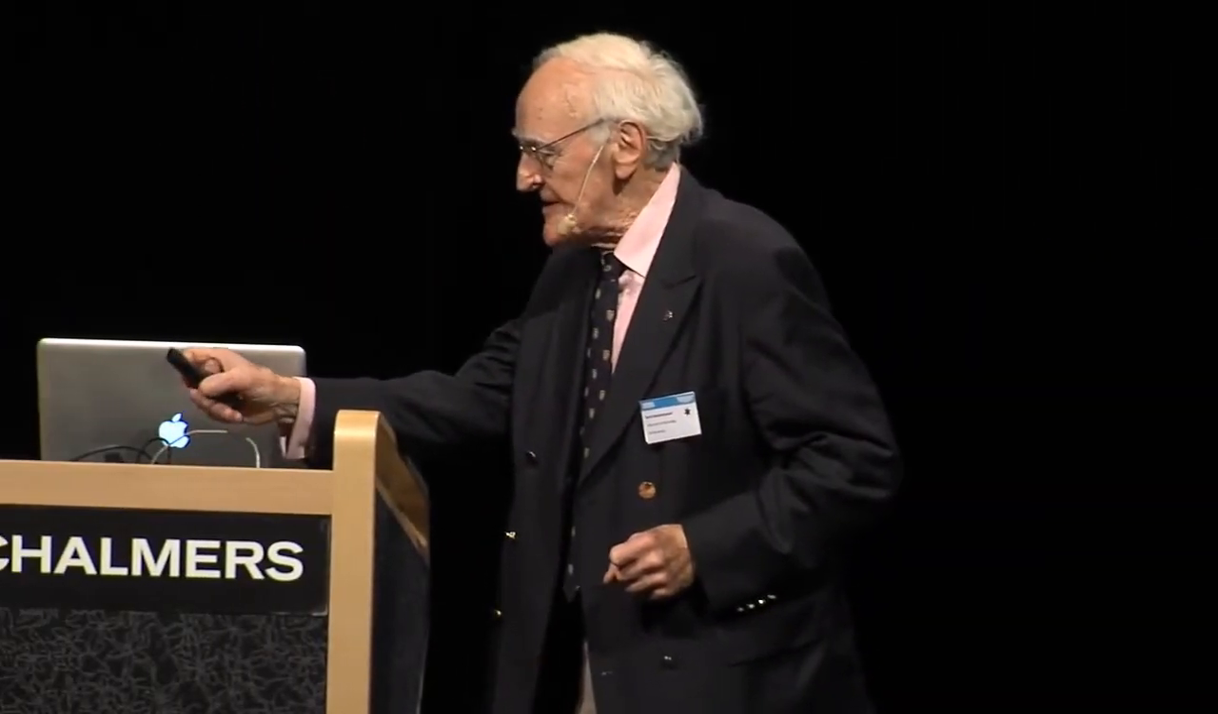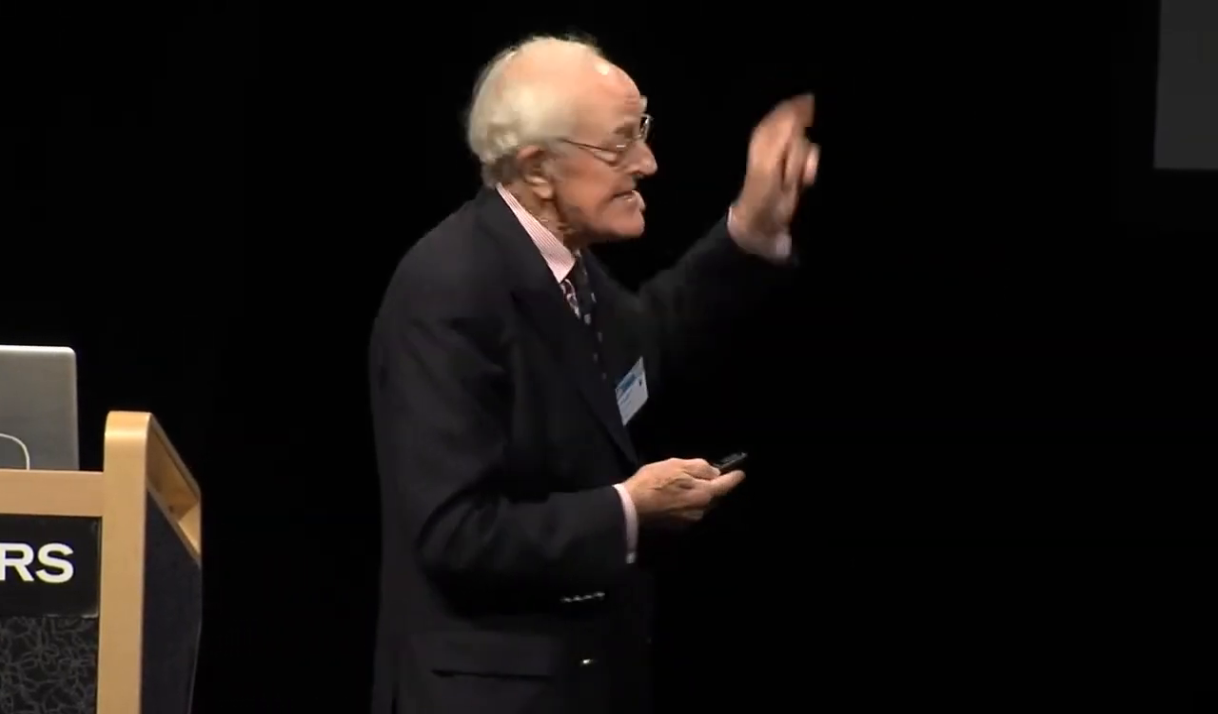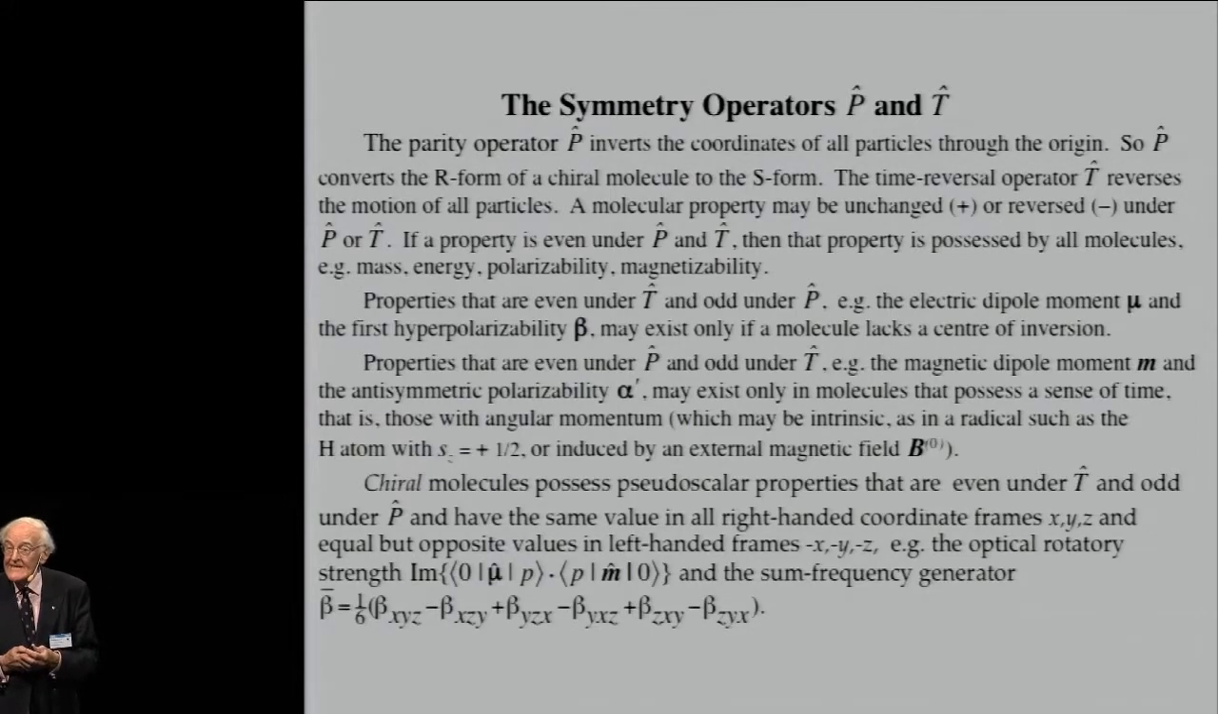NMR is blind to chirality, as I said earlier. Perhaps the reason for that can be understood through these two operators, P and T. The operator P, called the parity operator, inverts the coordinates of all particles in the molecule, nuclei and electrons, through the origin. So R becomes minus R, where R is the vector describing the position of the molecule relative to the origin. Time reversal T reverses the motion of all the particles. So velocity V is changed to minus V. And now we can ask, is a property even under P, is it unchanged by parity and time reversal, or is the property reversed? These are the two possibilities.